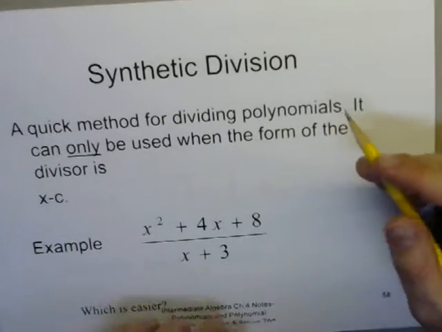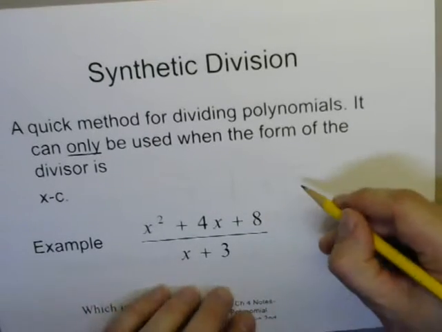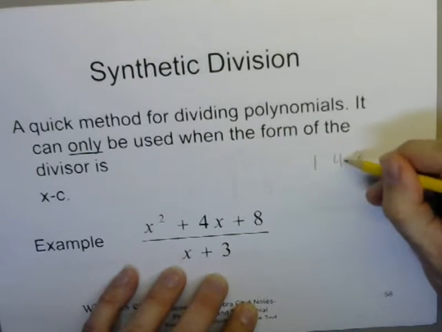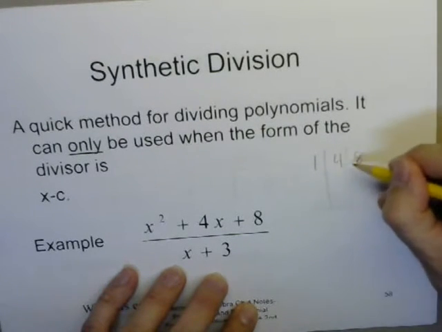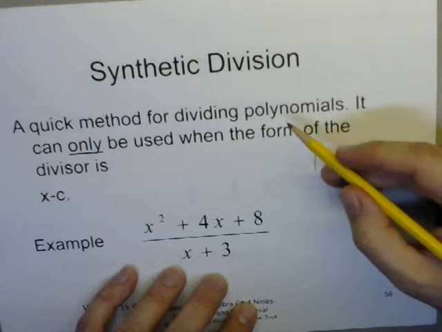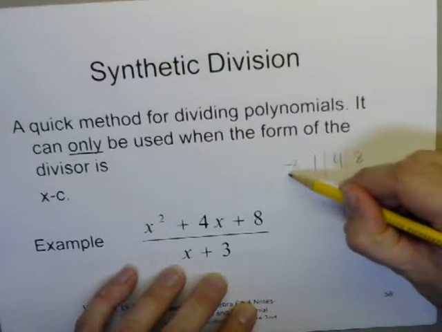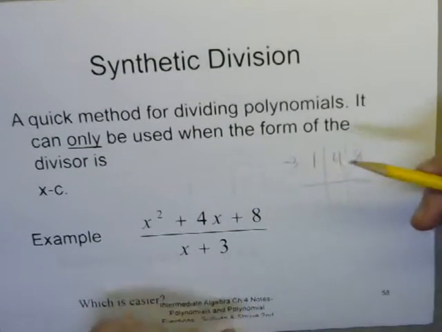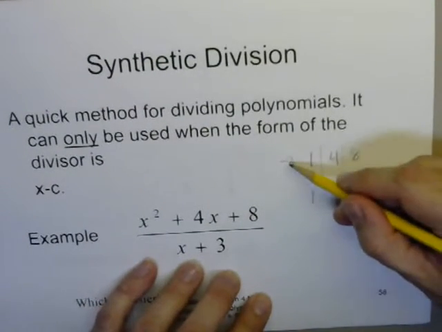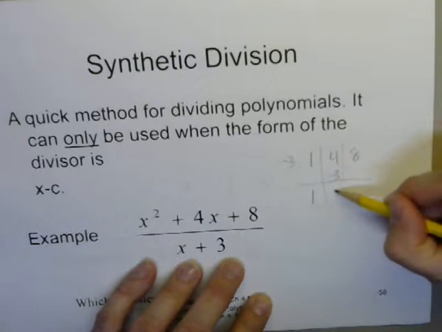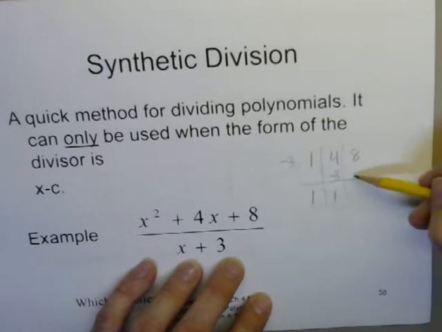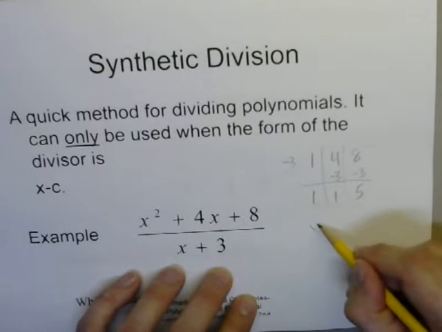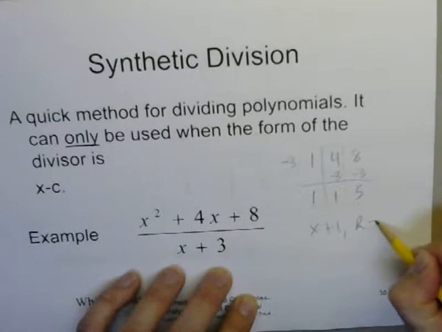Here's another example. So in this case, again, what you do is you just write down the 1, 4, 8. And I actually like to put bars in here so I don't accidentally think of that as 14. And then some people will take the negative 3 and they'll write it up here in a box. You can put the division symbol in there if you want to. It doesn't really matter. And then again, just do what we did before. Bring down the 1. 1 times negative 3 is negative 3. Add these together gives you 1. 1 times negative 3 is negative 3. Add those together, you'll get 5. So you'll get x plus 1 with the remainder equal to 5.